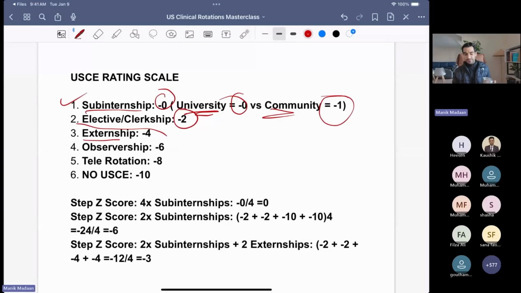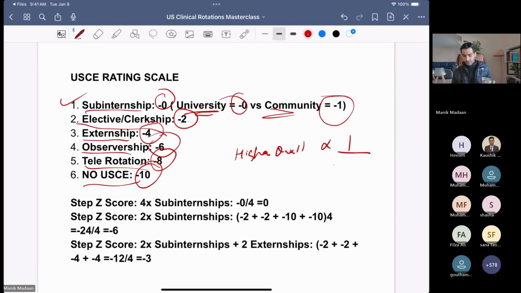If you get an externship, you get a -4. Observership, -6. Tele-rotation, -8. No USCE, -10 out of your score, right? So the higher your level of experience, the lower the subtraction. The higher the quality of the experience is inversely proportional to how much of a negative score you get, or a subtraction you get.